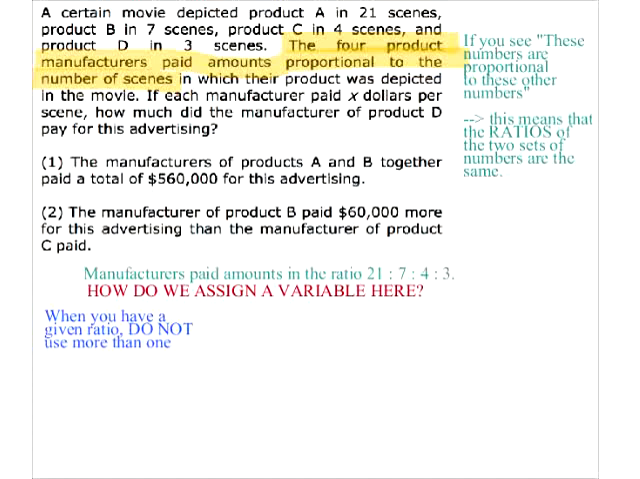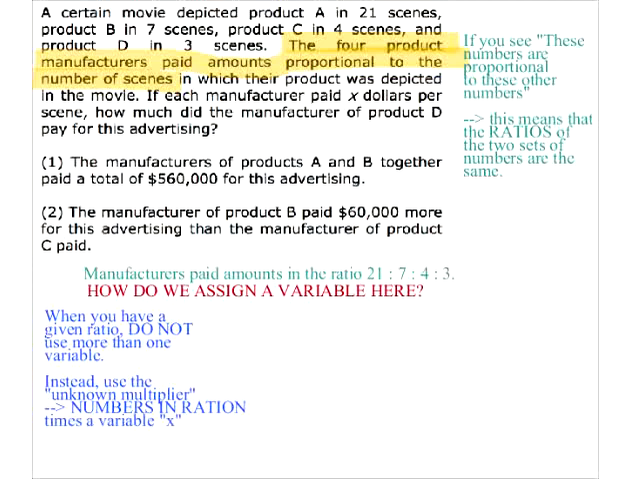And in our strategy guides, there's a principle. We have a name for what you should do. You should use what we call in our strategy guides the unknown multiplier, which just means the numbers in the ratio times a variable, usually x. So when you have a given ratio, that's what you do. You just take the numbers in the ratio times a variable.